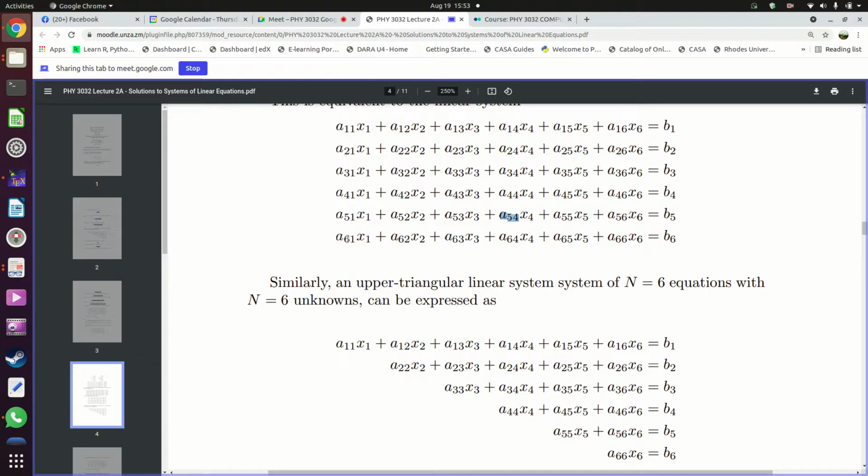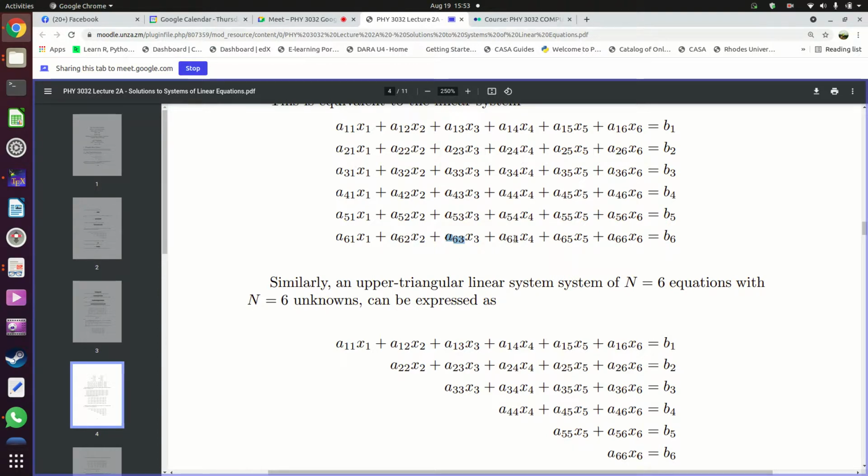You come here, A61: the row is 6, the column is 1, so 6 is greater than 1, you make this a 0. A62: the row is 6, the column is 2, so 6 is greater than 2, so you make this coefficient become a 0. A63: the row is 6, the column is 3, 6 is greater than 3, so you make this coefficient become a 0.